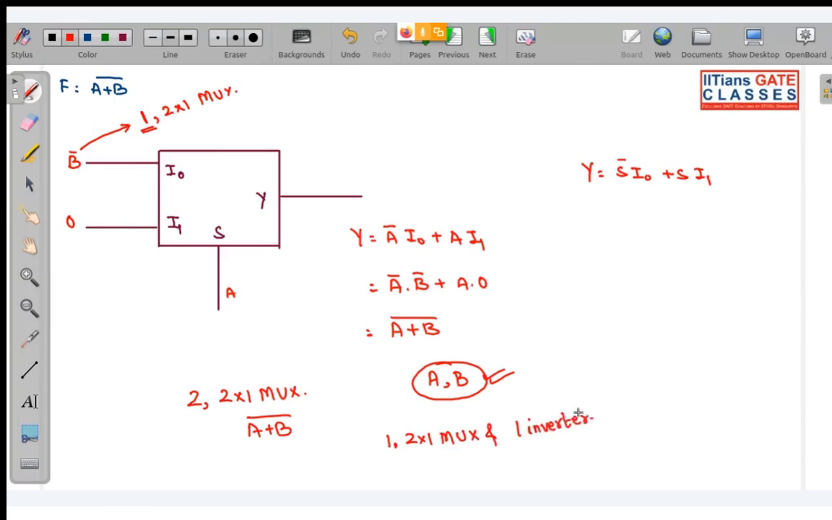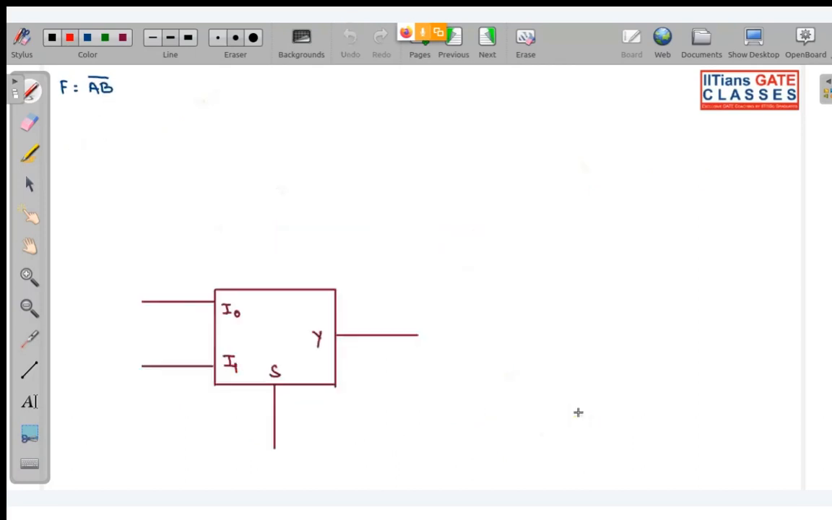Tell me, is this clear everyone? Why 1 is wrong? I asked you to tell me the total number of 2 cross 1 mux so that we can construct this function. Okay, fine. Let us move forward.